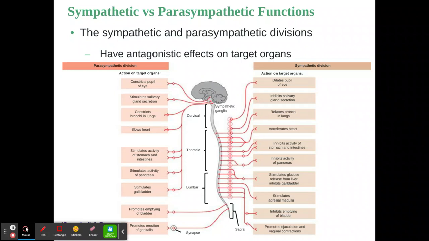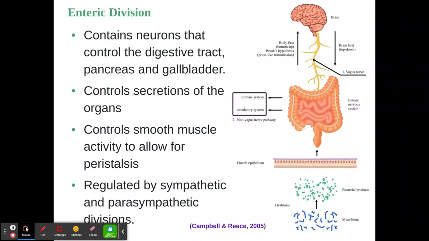All right, so again, very antagonistic. They work against each other. And then the last part of that autonomic nervous system is the enteric division, and this is mostly going to be about your digestion. So again, this is going to consist of the digestive tract and the neurons that control that, the pancreas and the neurons that control that, and then your gallbladder and the neurons that control that. These networks of neurons will control the secretions from these organs, as well as the activity of the smooth muscles that will produce peristalsis, which moves food through your digestive tract, whether that be your esophagus or through your intestines as well.